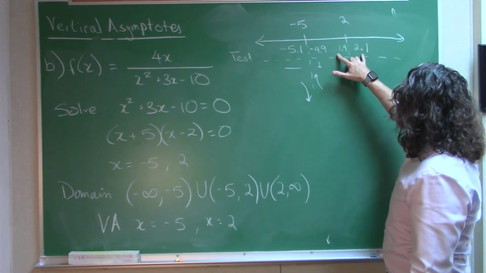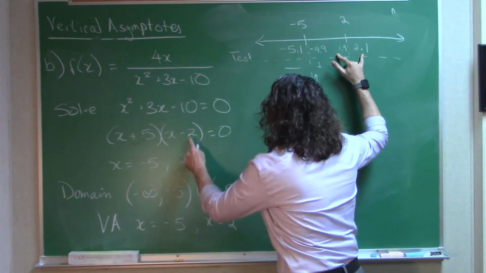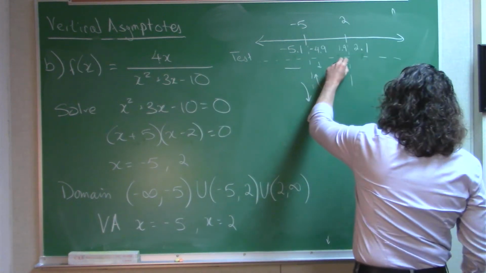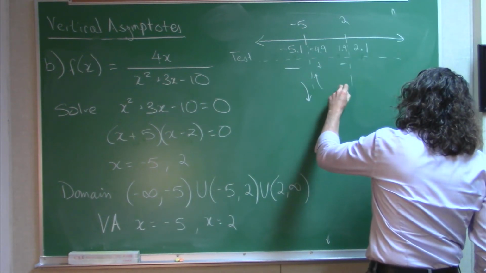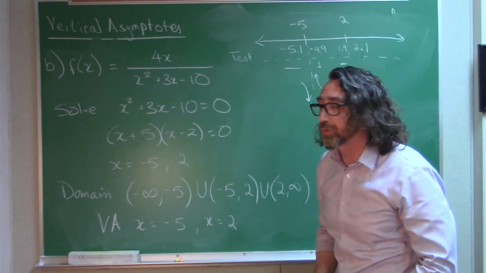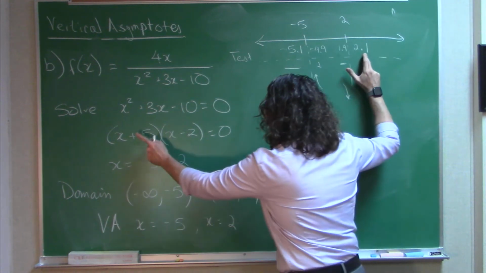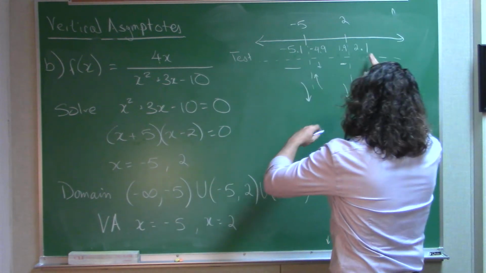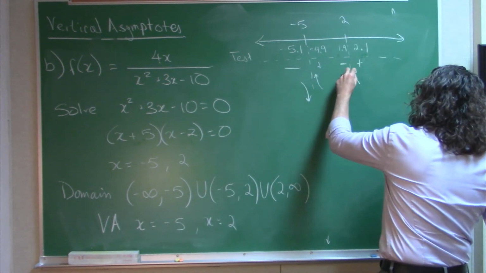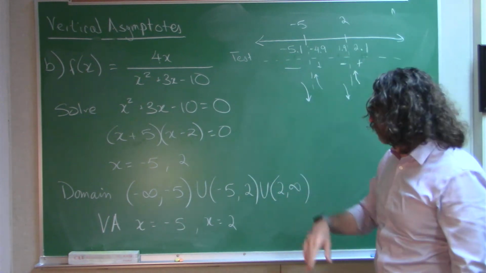Okay. So, let's plug in 1.9. Positive, negative, positive. 1 negative means we have a negative. Graph is going to be dropping on this side of the vertical asymptote at x equals 2. Lastly, 2.1. Positive, positive, positive. Everything is positive, so result is positive. Our graph is going to be going up over there.